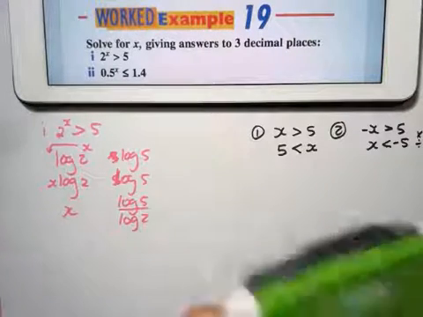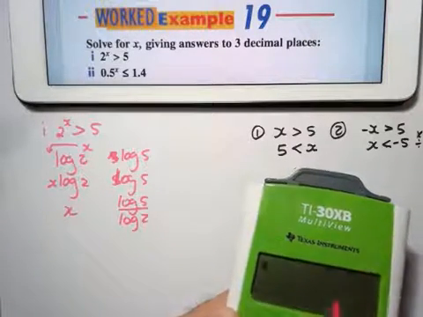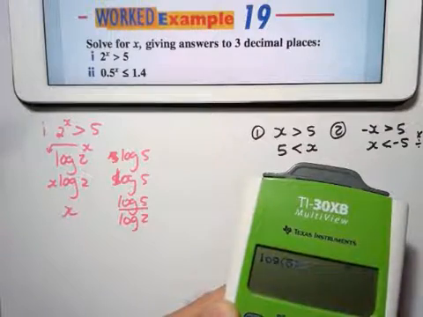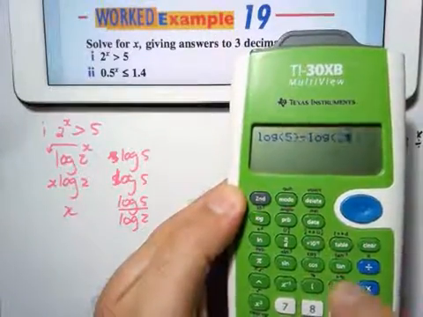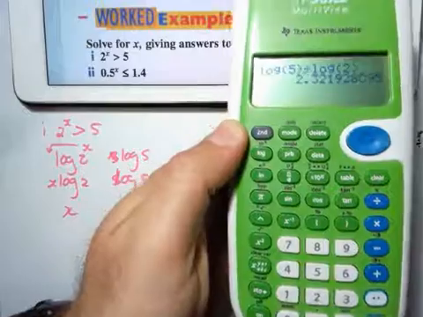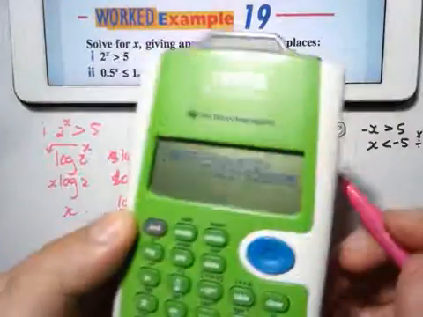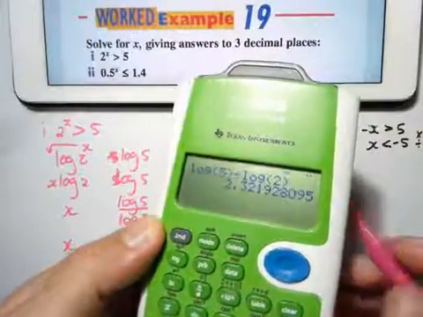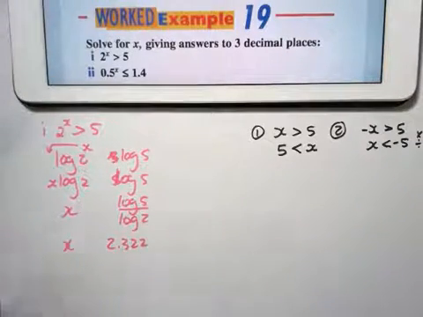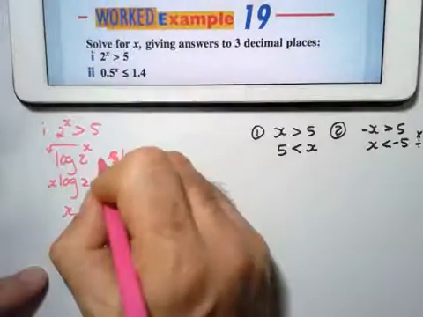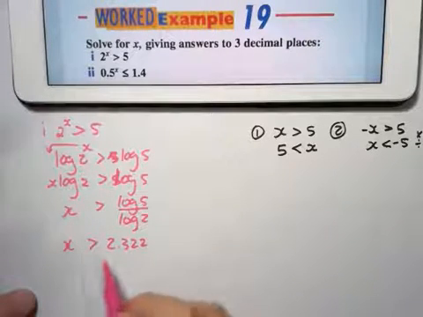I do this on my calculator. On, clear, log 5, close bracket, divide by log 2, close bracket, enter, and our answer is 2.322. Now that's a positive answer, which means all the signs stay. So I can say that's greater, that's greater. We're going to leave our answer just like that.